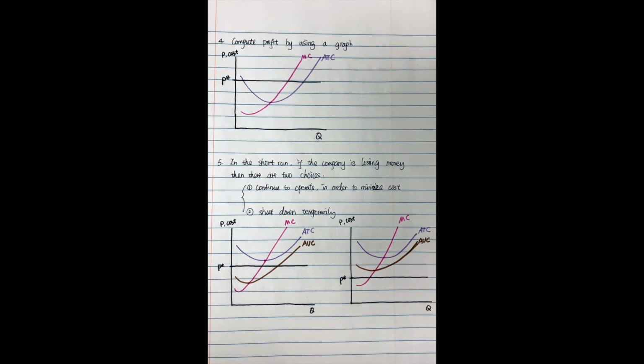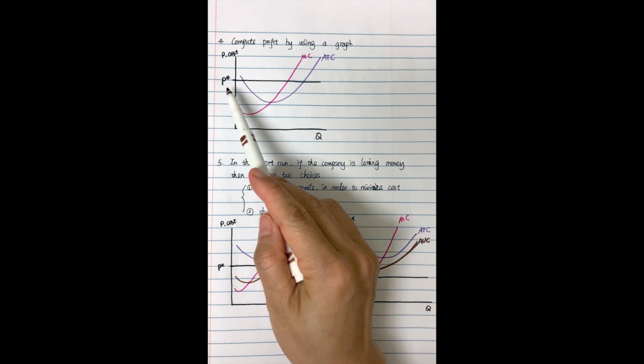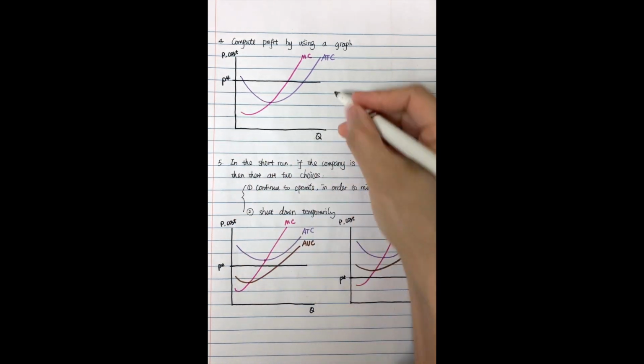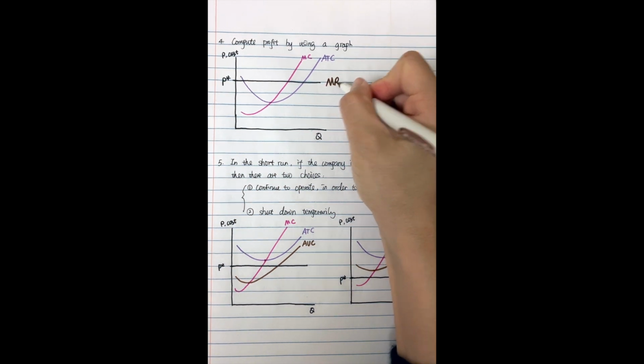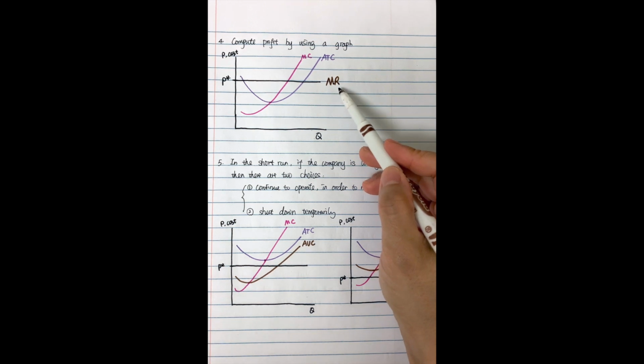And then let's talk about how to compute the profit by using a graph. So you can notice, look at this one, okay? I have the graph and then the market price is already given, like a P star. Then this marginal revenue will equal to the price, right? So you can first mark marginal revenue here.